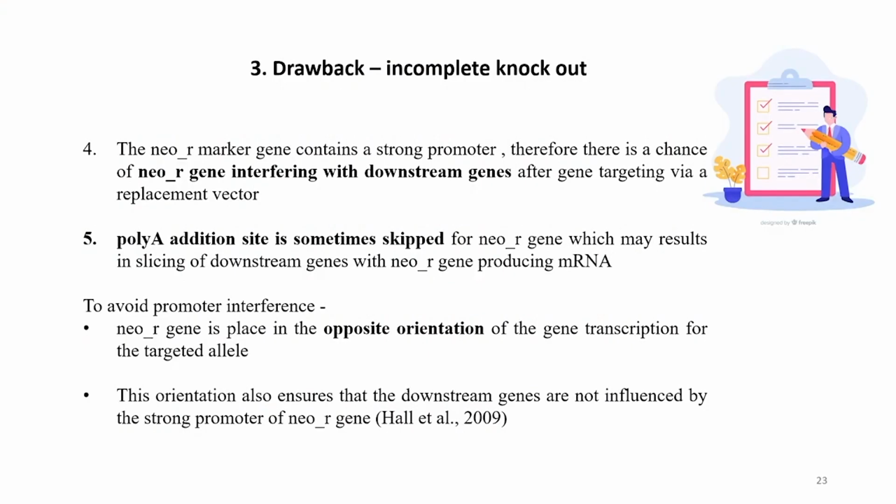Polyadenylation site is sometimes skipped for neo-R gene, which may result in splicing of downstream genes with neo-R gene producing mRNA. To avoid promoter interference, neo-R gene is placed in the opposite orientation of the gene transcription for the targeted allele. This orientation also ensures that the downstream genes are not influenced by the strong promoter of neo-R gene.